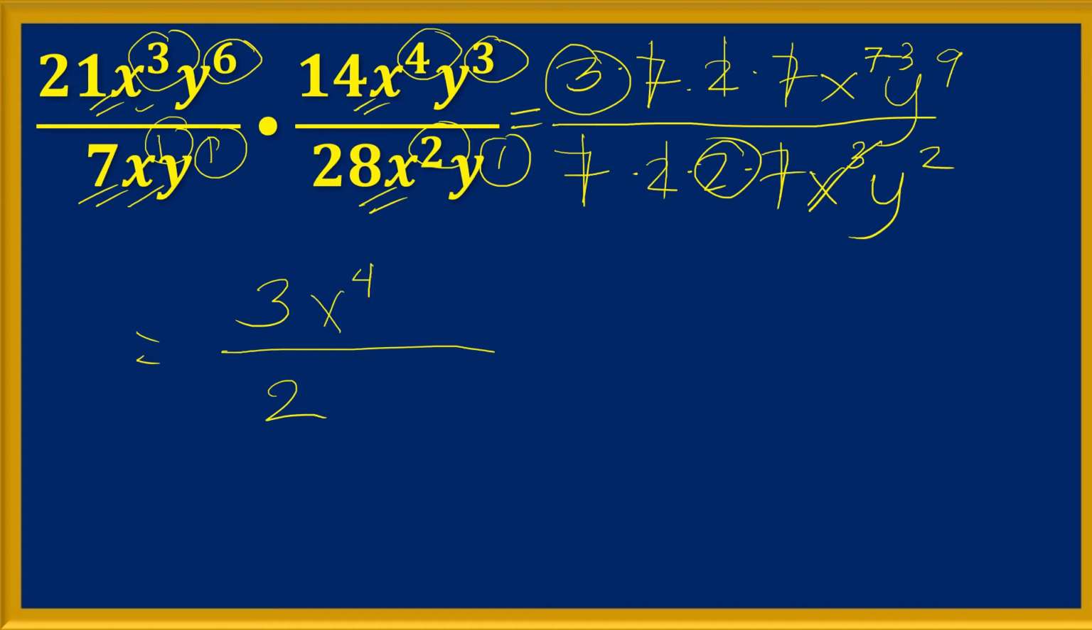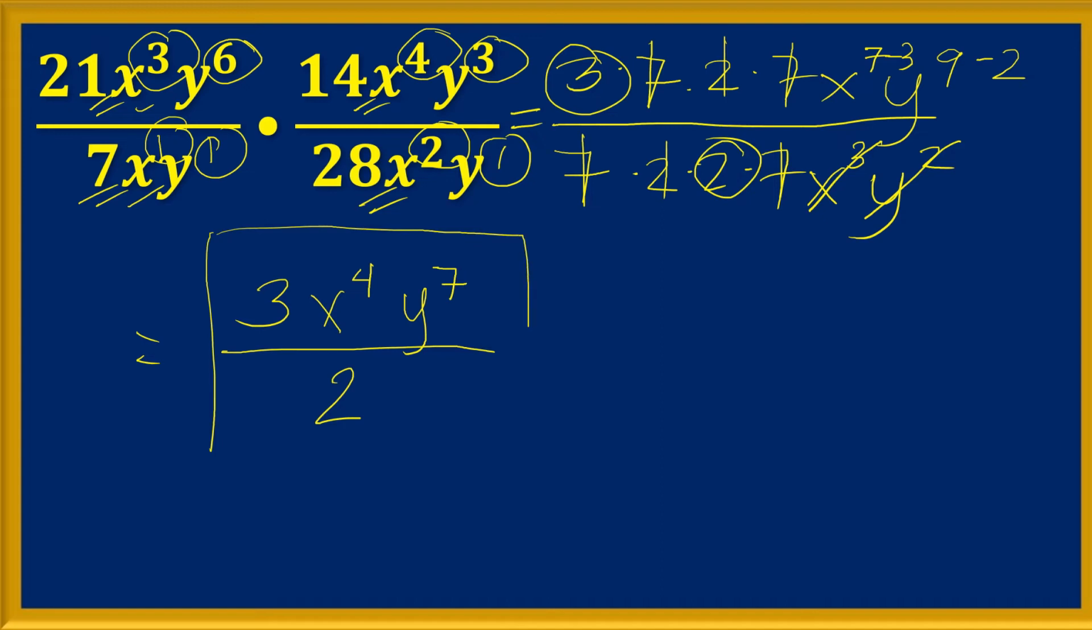Then, sa y natin na base, we have 9 and 2 exponent, cancel yung y squared. So, malilipat dito yung 2. So, 9 minus 2, y is equals to 7. So, magiging final answer natin is 3x to the 4th, y to the 7, all over 2.